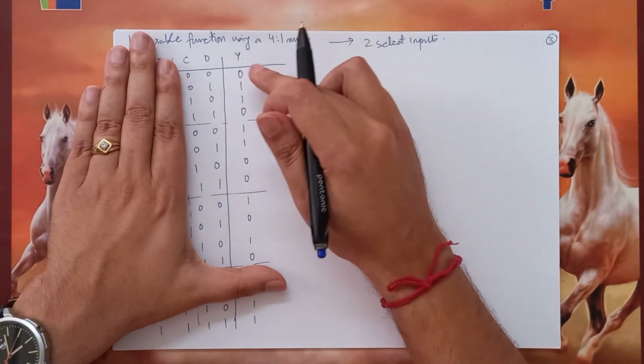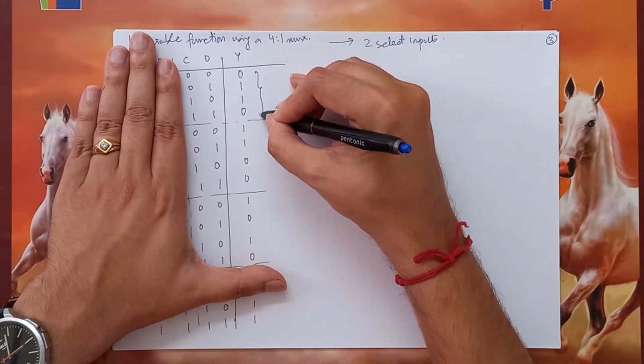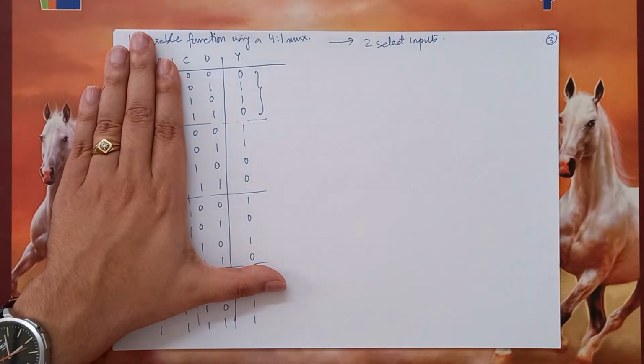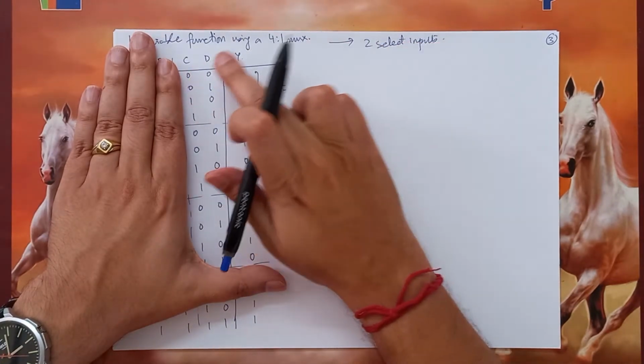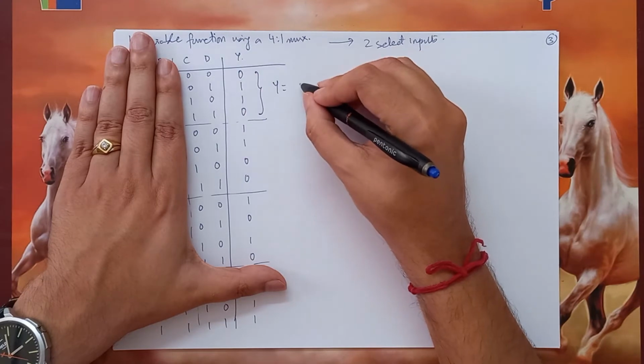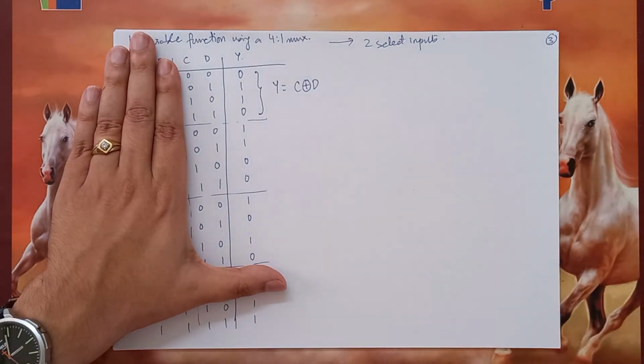Alright, so what you can see is that now Y will become a 2 variable function. So for this period, Y will be equal to what? You can see that Y is nothing but the XOR function of C and D, assuming that all the gates are available to us.